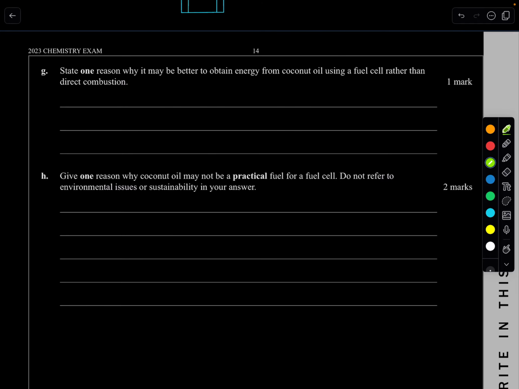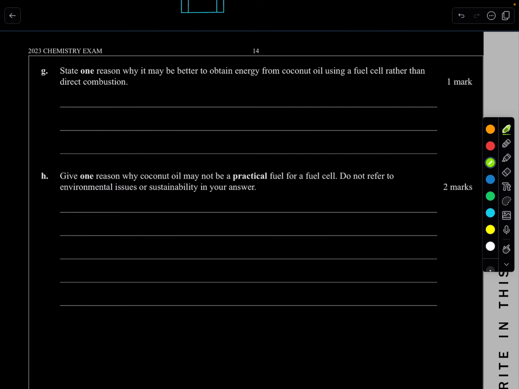Now, remember, there are going to be energy wastages. For example, in the turbine there is friction, so some energy has to go into overcoming the friction to make it move. In comparison to the fuel cell, direct combustion is so inefficient because it has a lot of energy conversions and hence results in energy losses. Because it's 1 mark, you just talk about how it's not efficient.